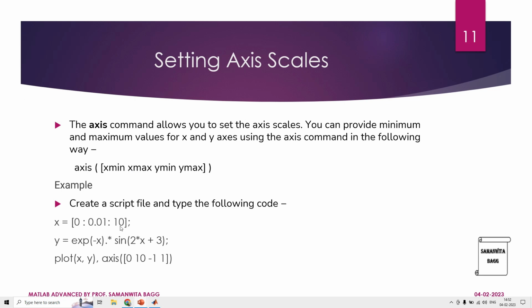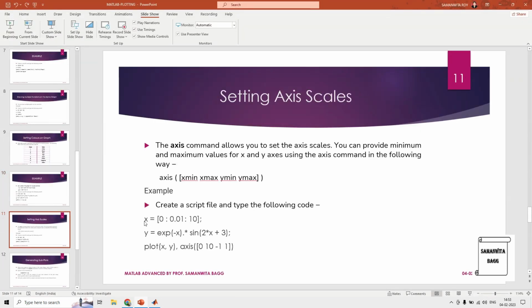So suppose if you take this example, x has a range from 0 to 10. The step is 0.01. Y is showing this equation over here, e raised to minus x into sine of 2x plus 3. This is the equation. This is the function of y. And we are going to plot x comma y. So we have given the axis over here. X axis will be from 0 to 10 and y axis will be from minus 1 to 1. So let's plot this in MATLAB and check.